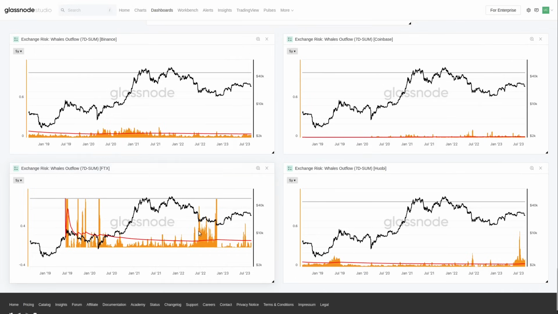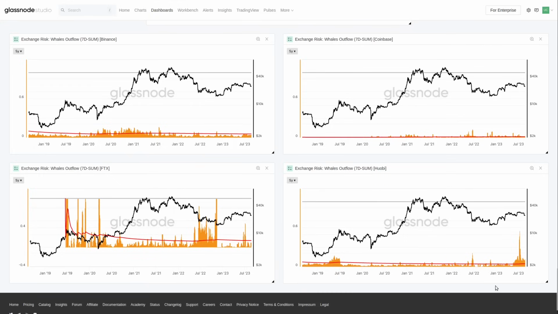Now, when we look at FTX, you can see again, here's that June event when the 3 arrows blew up. And the whale outflows blew well and truly above that long-term mean and obviously ended when the exchange collapsed. So we can see there is a non-trivial amount of whale outflows going from FTX.